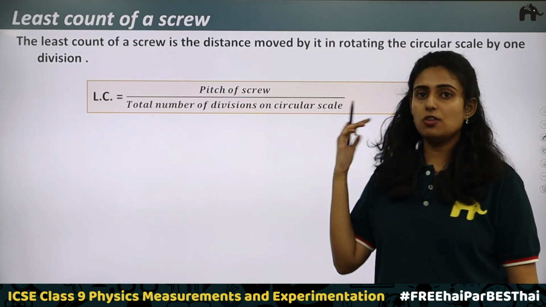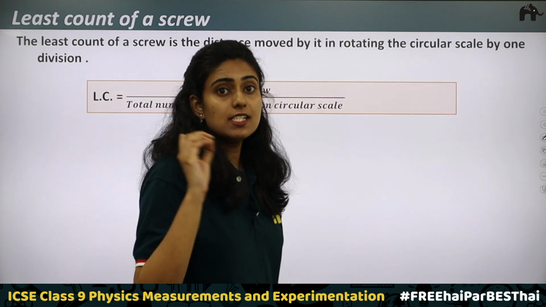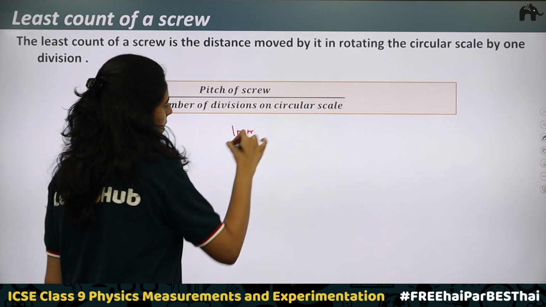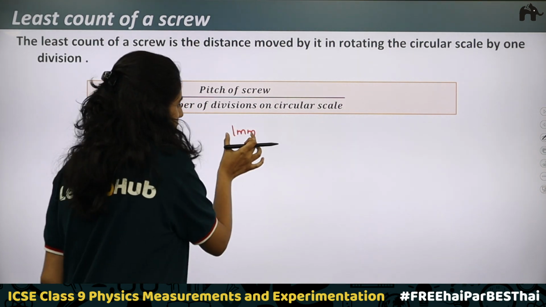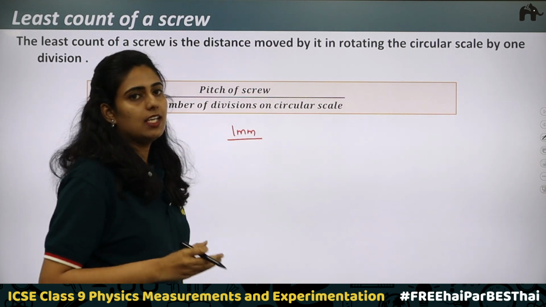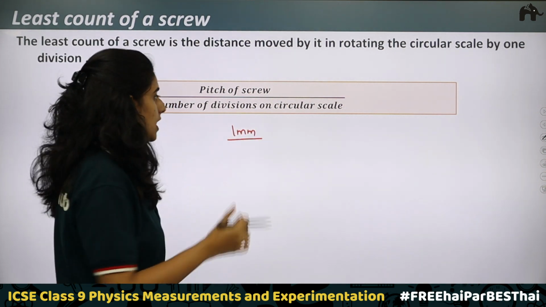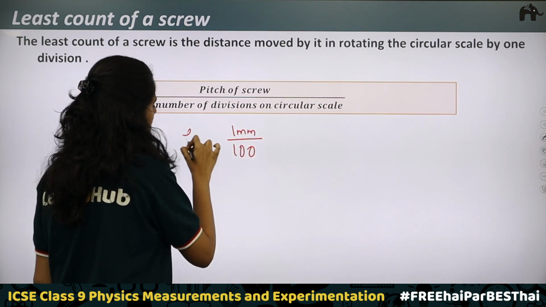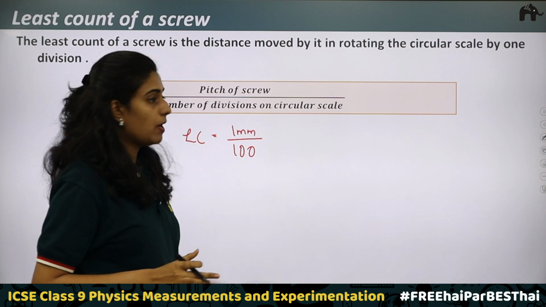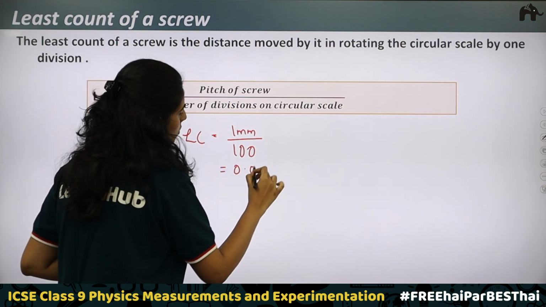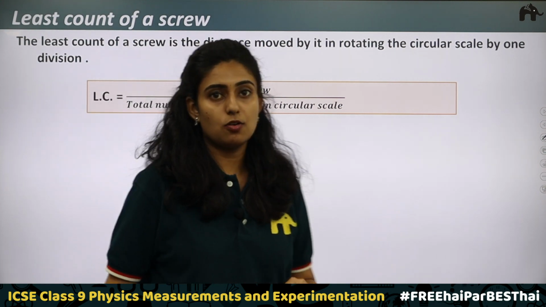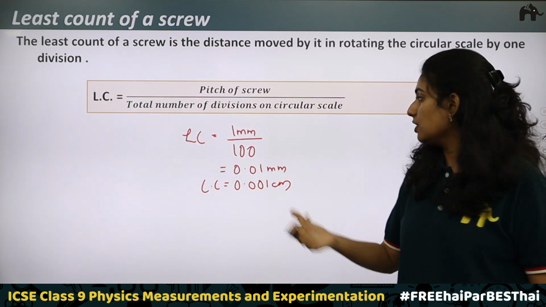How to find the least count of a screw? Pitch is the distance moved by the screw in one complete rotation of the head. Let us say the pitch is equal to 1 millimeter. That is, when a complete rotation is made, the screw moves by a distance of 1 millimeter. And we have to find the total number of divisions on the circular scale. As we said, on the circular scale or the circular head, the total number of divisions either will be 50 or 100. If we are taking 100 divisions, then the least count will be equal to the pitch of screw divided by the total number of divisions on the circular scale. Here 1 millimeter divided by 100, that is equal to 0.01 millimeter or 0.001 centimeter. So this is how you can find the least count. When the pitch and the total number of divisions on the head scale are known, you can find the least count.